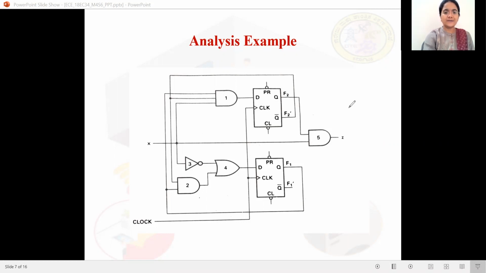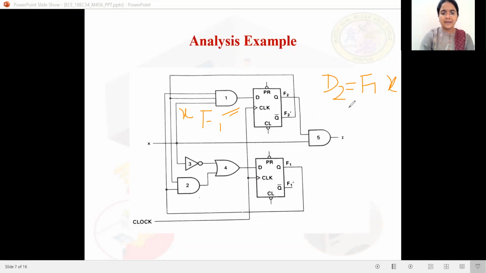What is the combinational circuit we have? We have an AND gate here. What are the inputs to this AND gate? One input we get from the F1 state variable, and the other input is X. So D2 is equal to F1 into X.